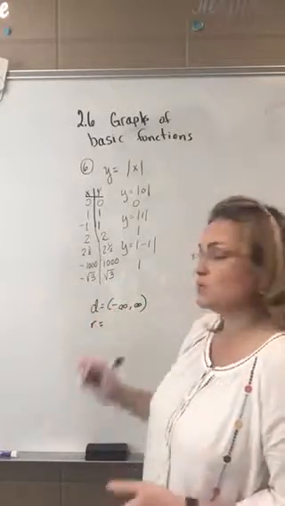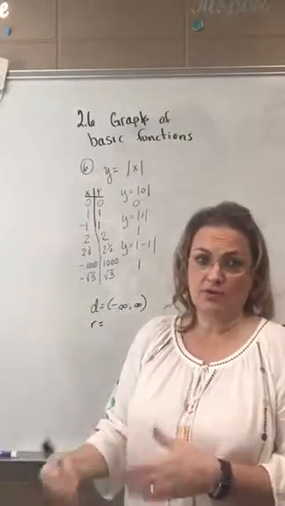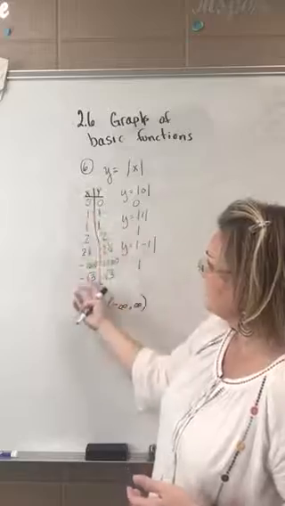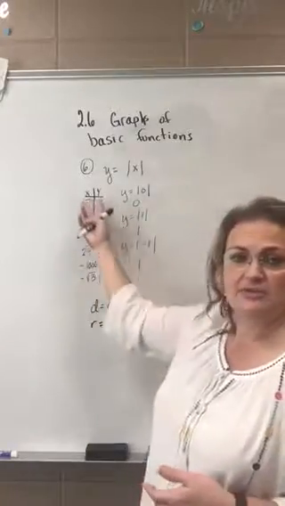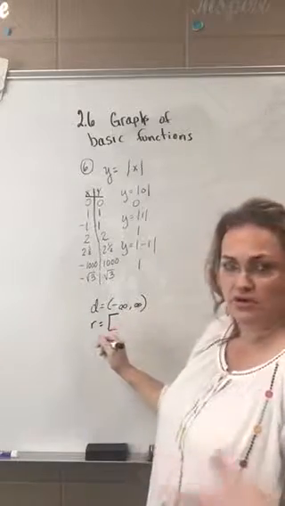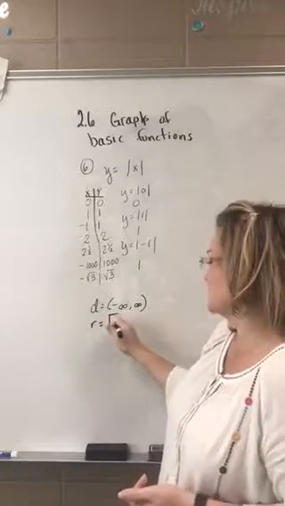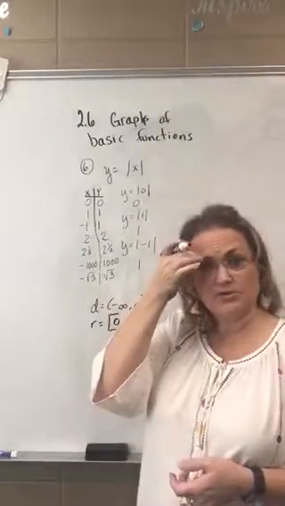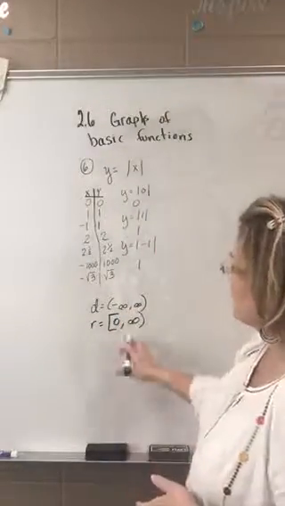But the range is, well, what kind of answers do you get for y? What are the y outputs? And over here on the y side, whatever I plugged in for x, the absolute value sign was making the y turn into a positive answer. So the range is starting at 0 and including 0. So 0 to infinity. Only the positive numbers plus 0 are outputs for y.